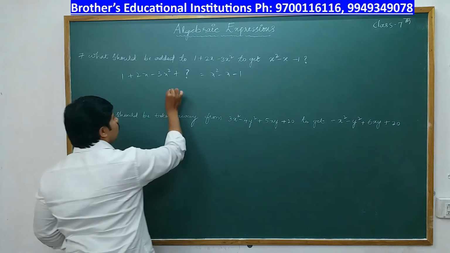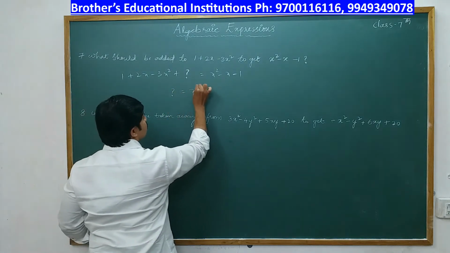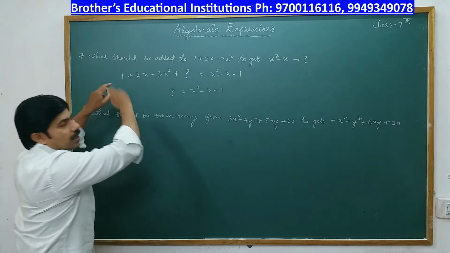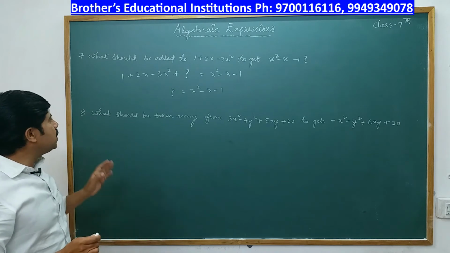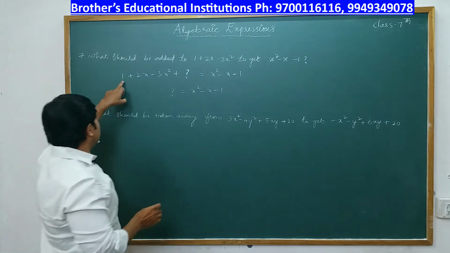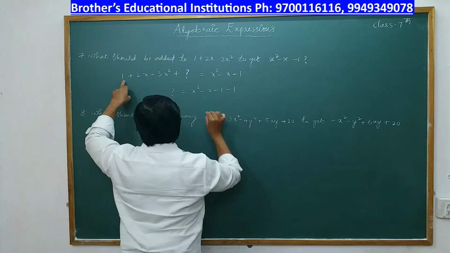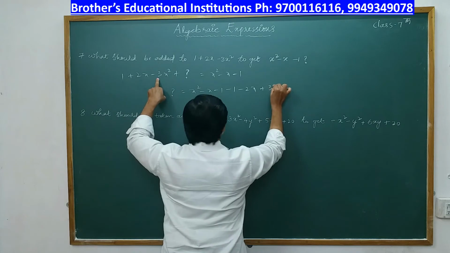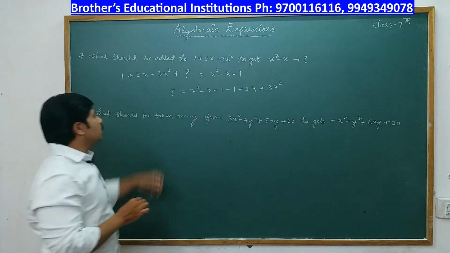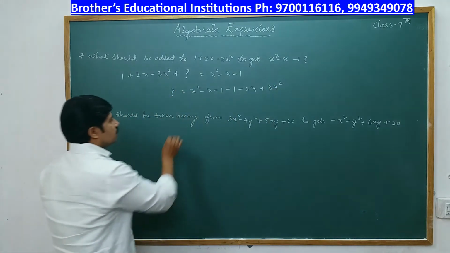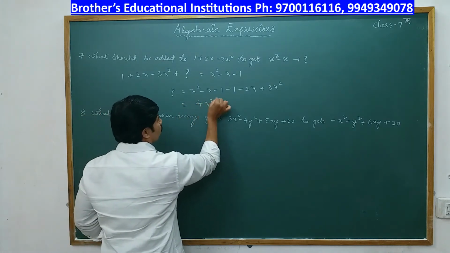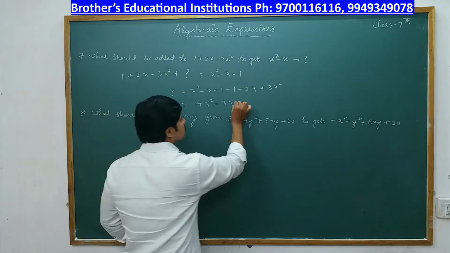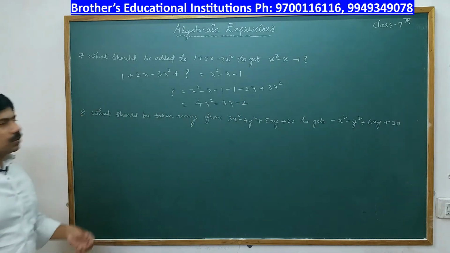So to find what should be added, we write x square minus x minus 1 as it is, and this whole expression we transpose on the other side, then each and every term changes its sign. That is, when 1 we transpose to the other side it becomes minus 1, this becomes minus 2x, this is plus 3x square, and now we need to simplify this. This is nothing but x square plus 3x square is 4x square, minus x minus 2x is minus 3x, minus 1 minus 1 is minus 2, right? So this is completed.